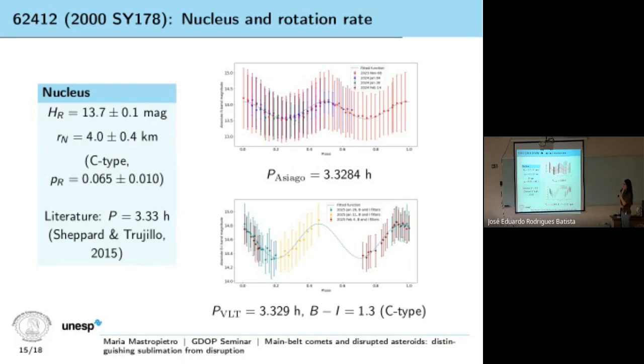From the literature, we also know that it has a period of 3.33 hours. So from my Asiago and VLT data, we were able to confirm this rotational period. And from the VLT data that was obtained both in B and I band, we could also get the color index B minus I, which is consistent with a C-type object. So for this object, not only could we confirm the rotational period, but also its classification.